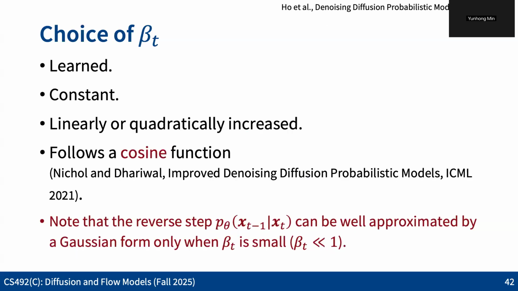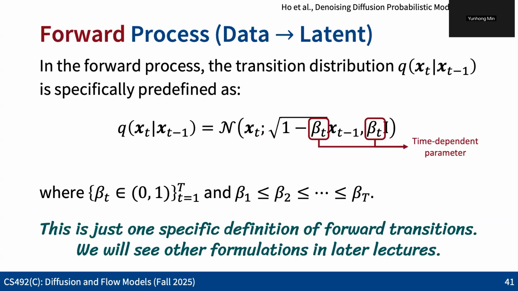But there are still a bunch of options. You can even consider all the beta t to be neural network variables that we are learning over the training. We can set beta t to be constant, linearly increasing, or even cosine functions. So there are a bunch of options. But in any case, the only condition is that we need to make all these beta t small enough while making it a non-decreasing function. Okay? So keep this in mind. So this is the forward transition distribution definition.